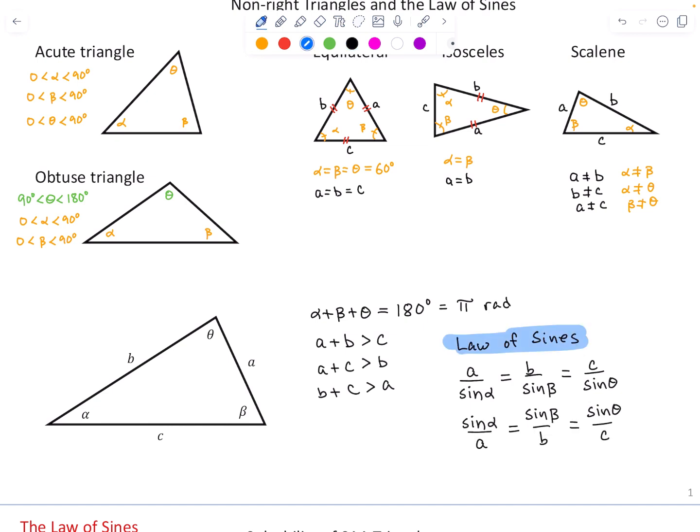This lesson will focus on using the law of sines to help find missing side and angle measurements of non-right triangles. Okay, let's go to the next page.